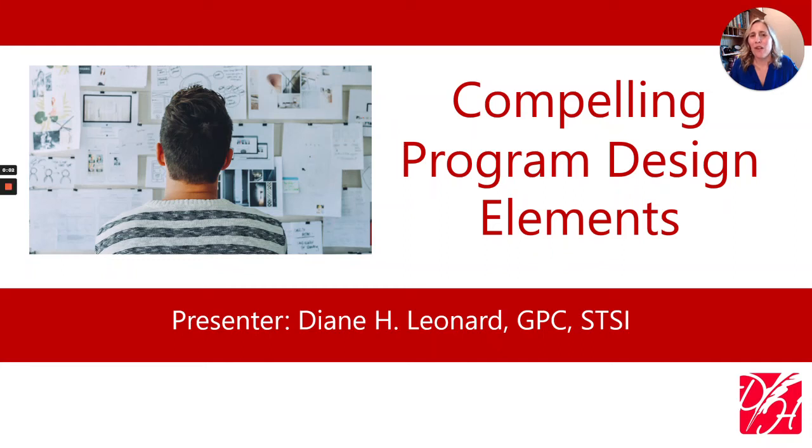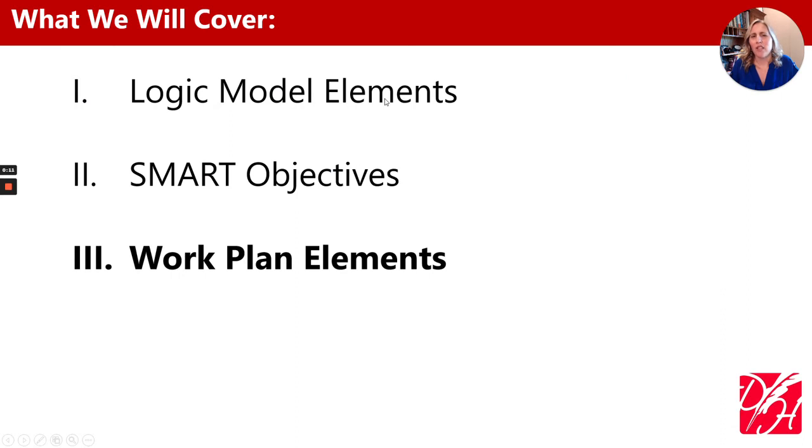Welcome back. We're in the third section of the module in your online grant training focusing on compelling program design elements. As a reminder, in the first section we talked about logic models. We looked at theory of change, which is our very broad, if we do this, we get that. And then we looked at our program design logic model and we thought about our inputs and resources, our activities, our outputs, our short-term, intermediate, and long-term outcomes.